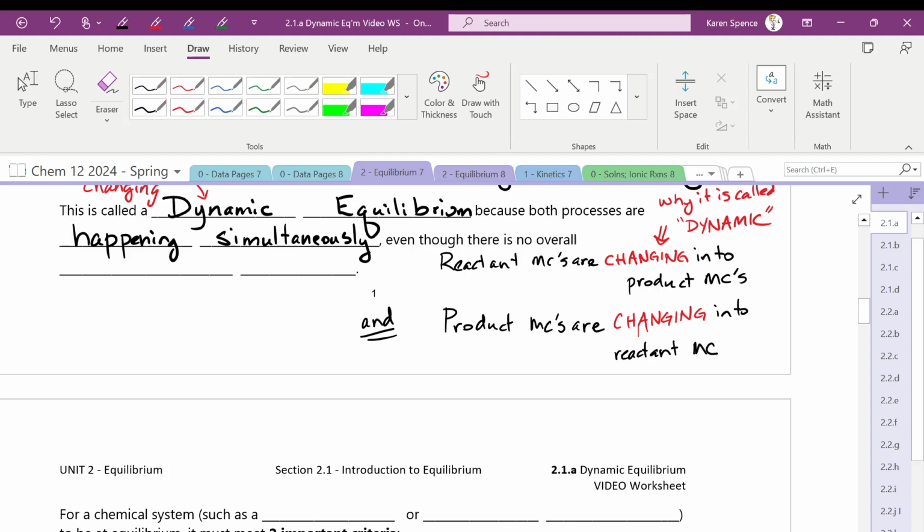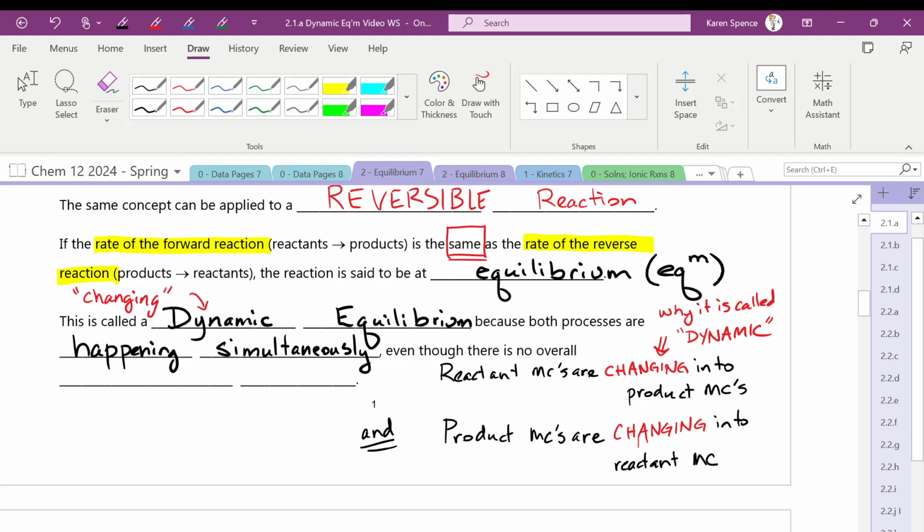Okay. Even though there is no overall observable change, and I'm going to give you a new vocab word here. Observable changes are called macroscopic changes.